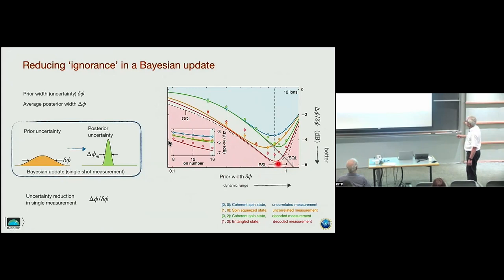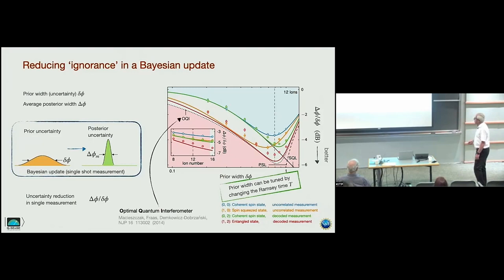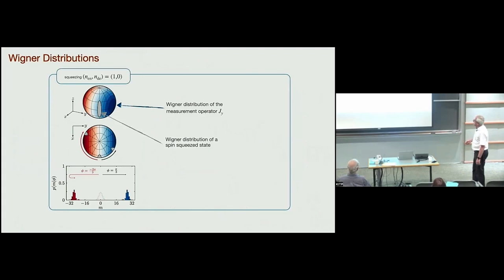And these are the experimental points. So this is theory, and this is the experiment over here. So a short depth circuit that we have already produces very close to the optimal quantum interferometer allowed by quantum mechanics. This was one of the messages that we have over here, and this optimal quantum interferometer was discussed in this paper, but without giving a way of actually implementing these things.